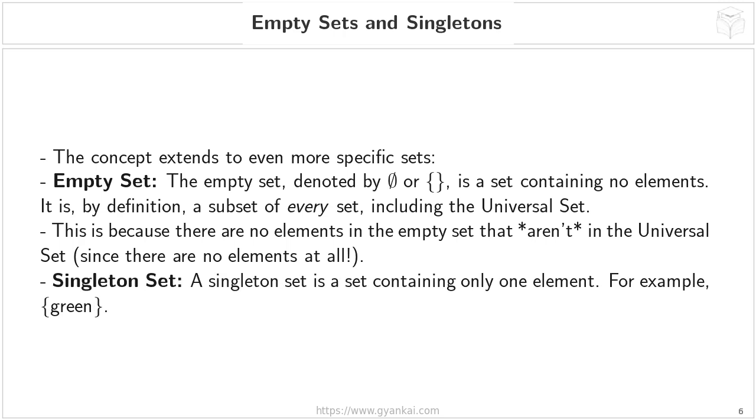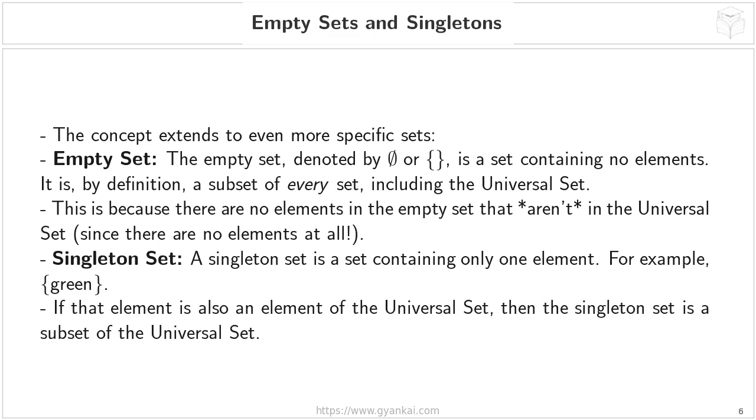Next, we have the singleton set. This is simply a set that contains only one element. For example, a set containing just the color green, we'd write that as green inside curly braces. Now, whether or not a singleton set is a subset of the universal set depends on whether that single element is also an element of the universal set.